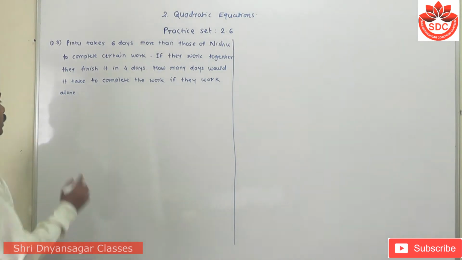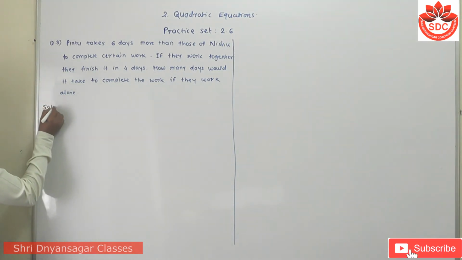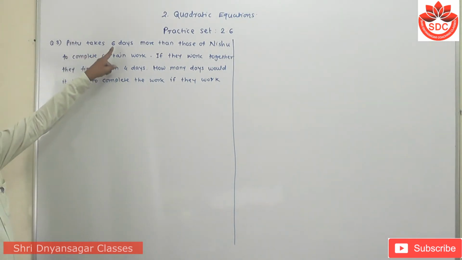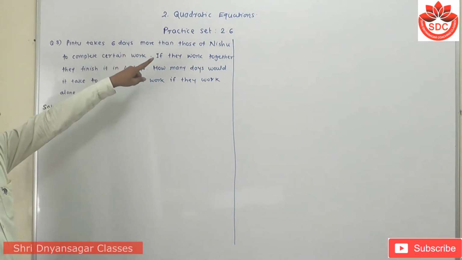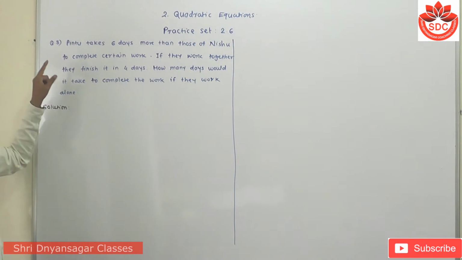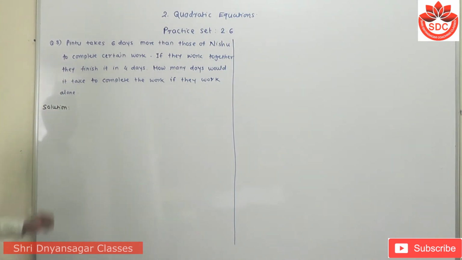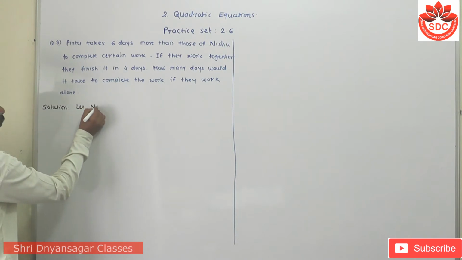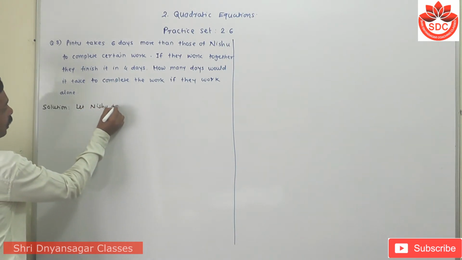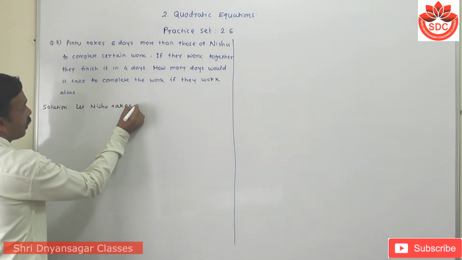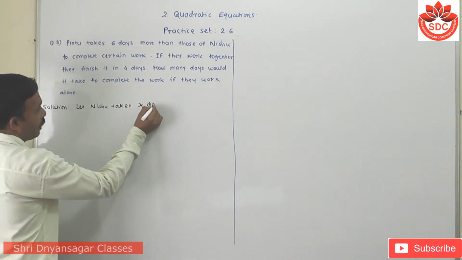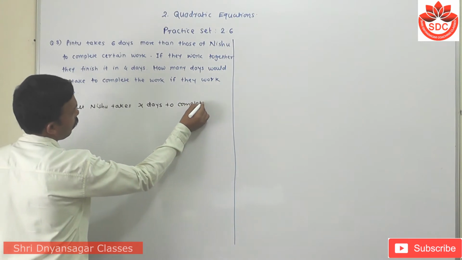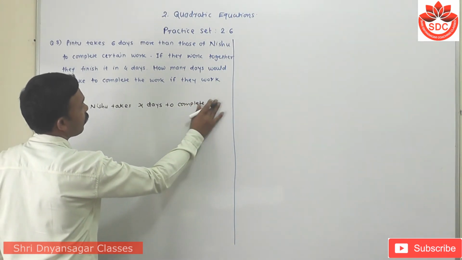Student, a very important example, its solution is: now look carefully here. Pintu takes 6 days more. So first we take the work done by Nishu. Let Nishu take x days to complete a certain work.